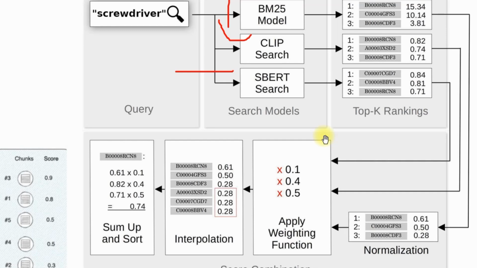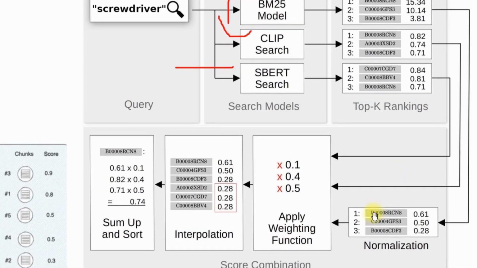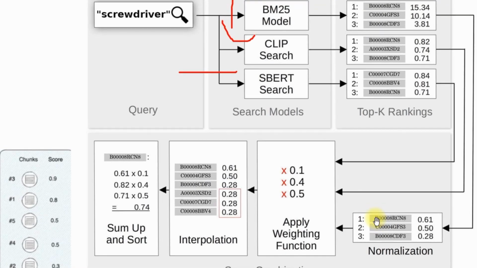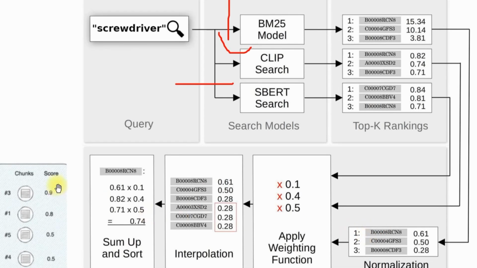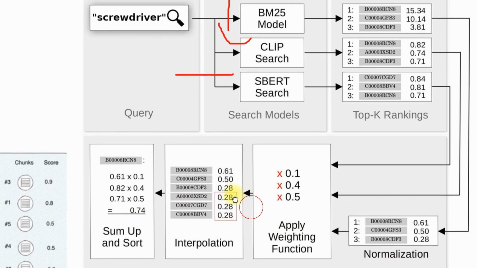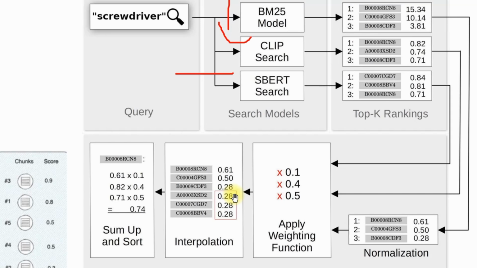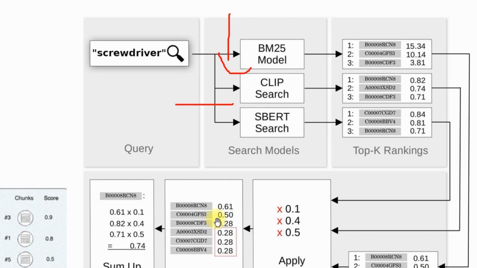Now it's time for re-ranking. Like I said, there are some results that appear in one search but do not appear in the others. So how can we re-rank this case? One solution we will use is interpolation. Let's say, for example, the 1, 2, 3 in the normalization is the result from BM25. But you can see that in the interpolation, A003 does not appear in BM25. C00 also does not appear in BM25. So how can we adjust the score? One way to adjust the score is to use the minimum score. You can see that the minimum score in normalization is 0.28. So all of the items that do not appear in BM25, we also assign 0.28. And we follow the same approach for Clip search and S-BERT search.